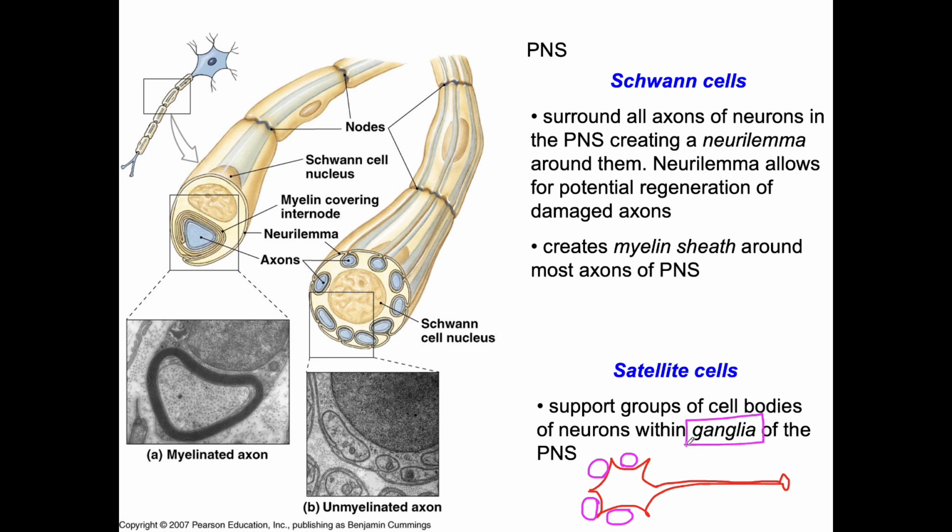Go ahead and highlight that. When you have several cell bodies in the PNS together, you call that a ganglia. So I'm going to draw, there's one neuron, there's another neuron, here's another neuron. In the PNS, the cell bodies tend to cluster together. This region of clustered cell bodies is what we call a ganglia. Think of it as a gang of cell bodies, but it's only called a ganglia in the PNS.